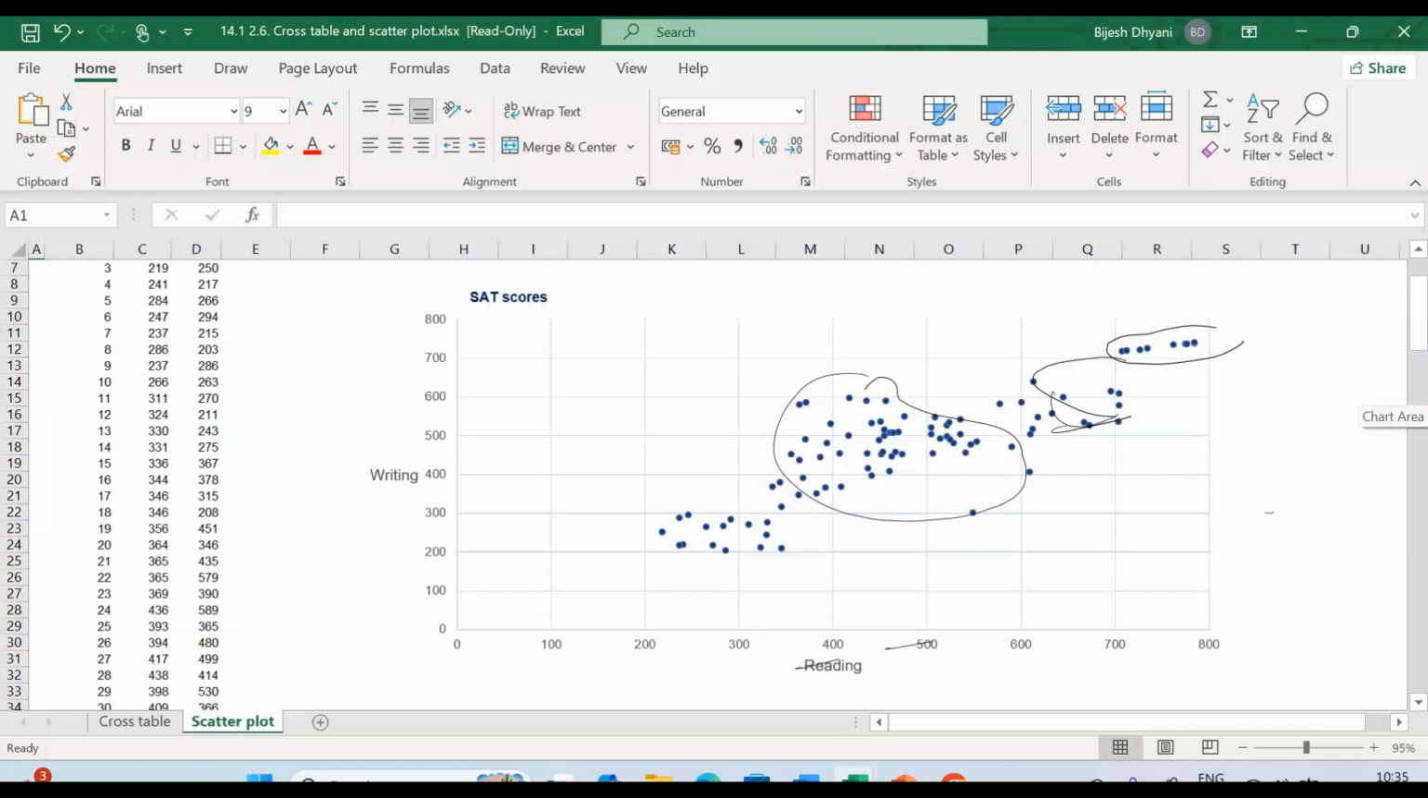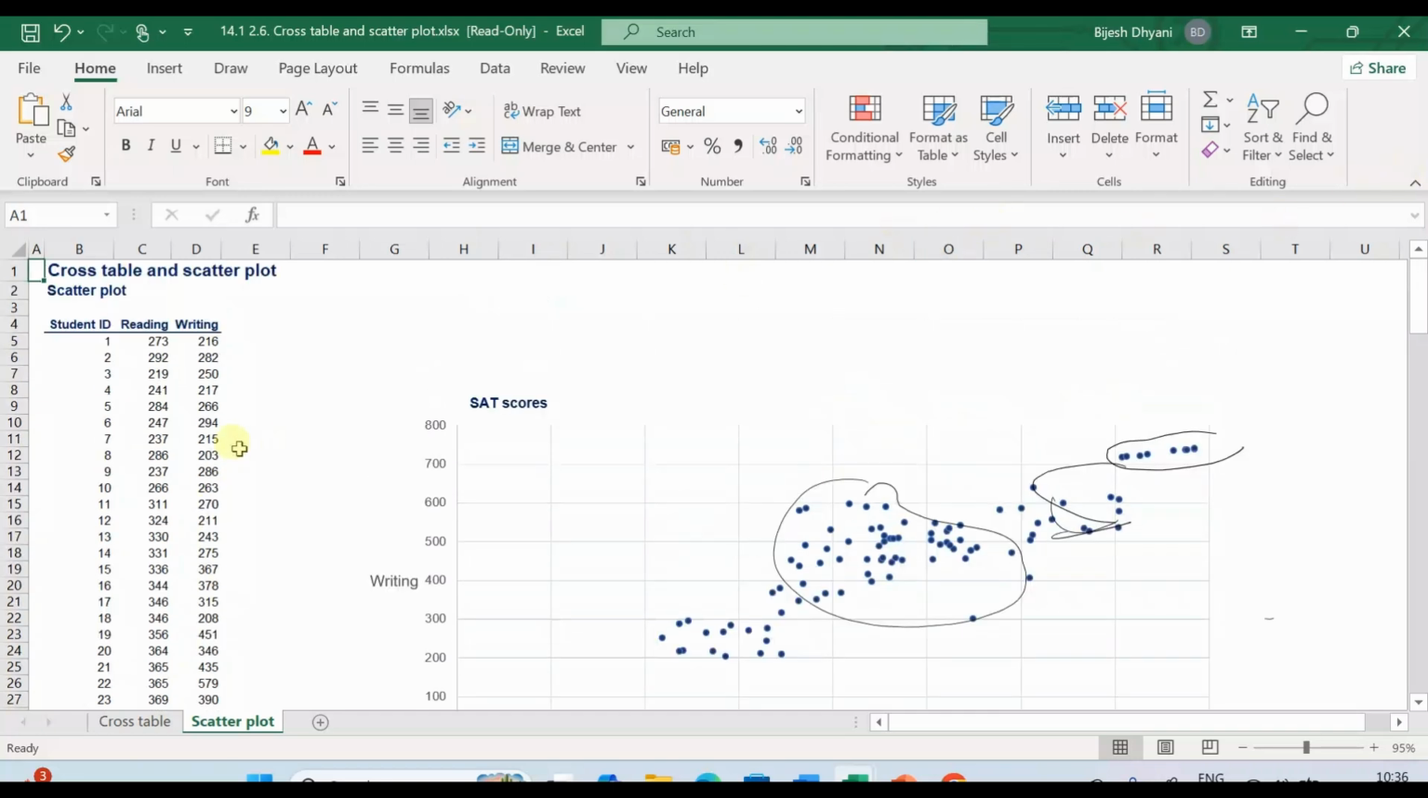Now what is observation 4? Observation 4 is the outlier. For example, Jenny is far away from the rest of the observations. Although she scored above average in reading, she has performed poorly in writing. Now you can see the score of Jenny.